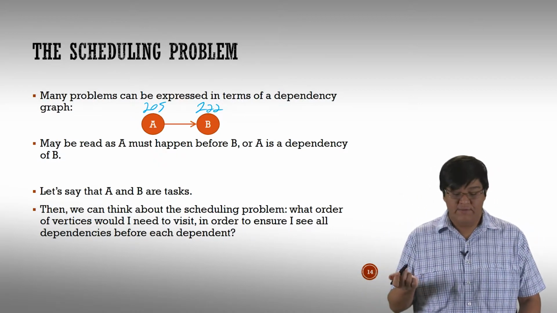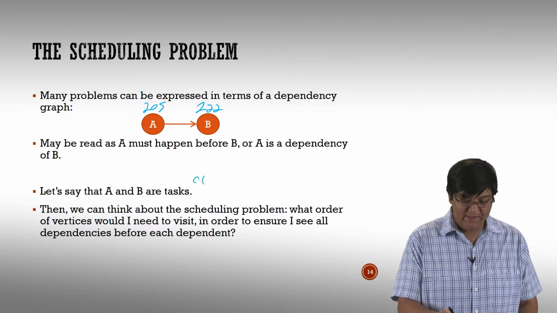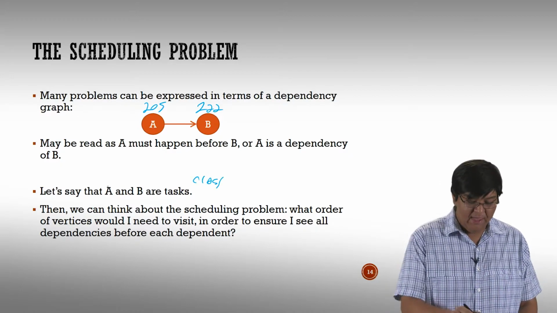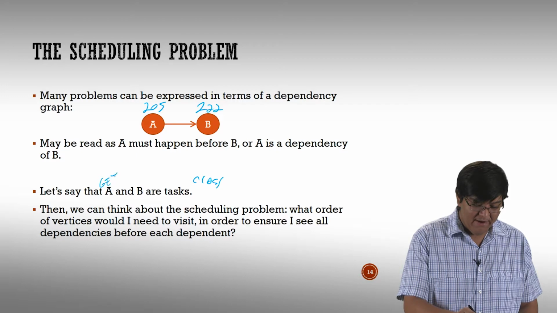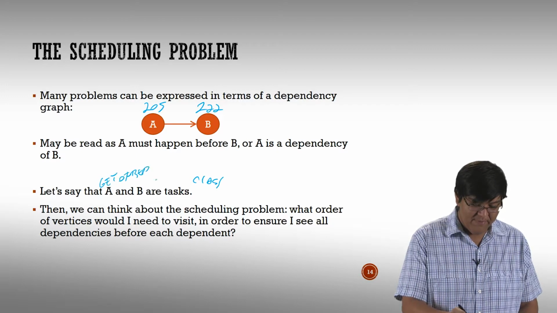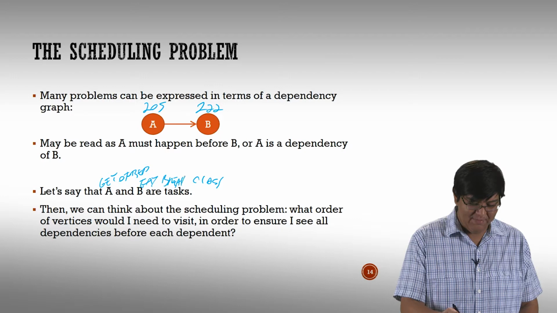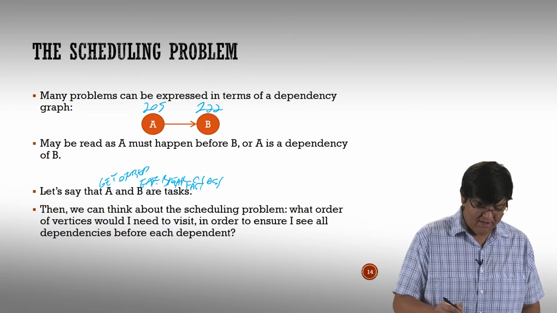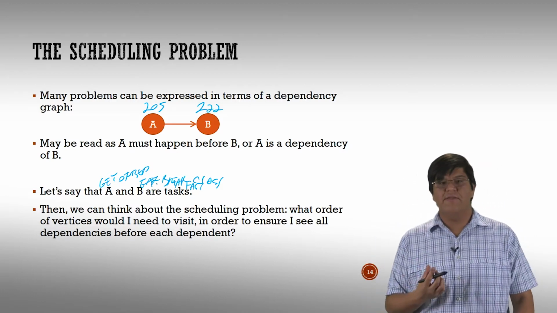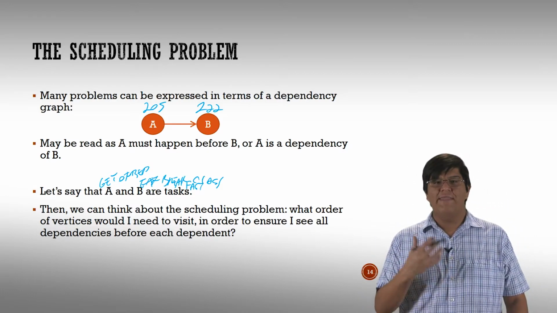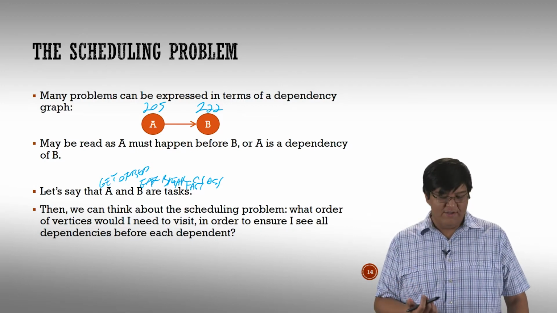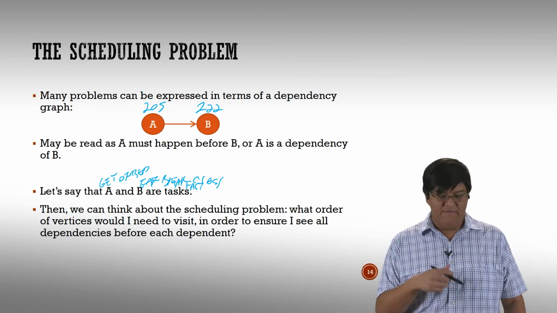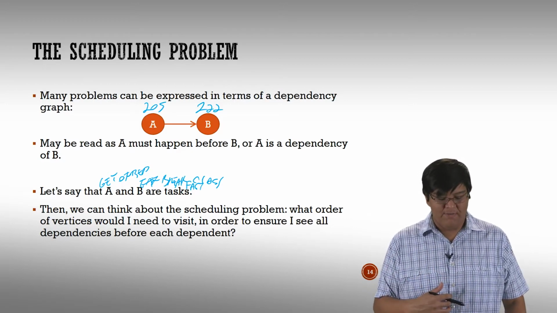So A and B could be tasks. They could be classes, so we use the example of classes. They could also be other things. So maybe A is get out of bed, versus B is eat breakfast. And probably you're going to do those, get out of bed first and then eat breakfast. Although I suppose one could do them at the same time. But yeah, you have basically two things that are tasks, or here, courses in our example, and they need to happen in a certain order for it to be valid. It doesn't make any sense for me to take 222 and then 205. It doesn't make any sense for me to eat breakfast and then get out of bed.